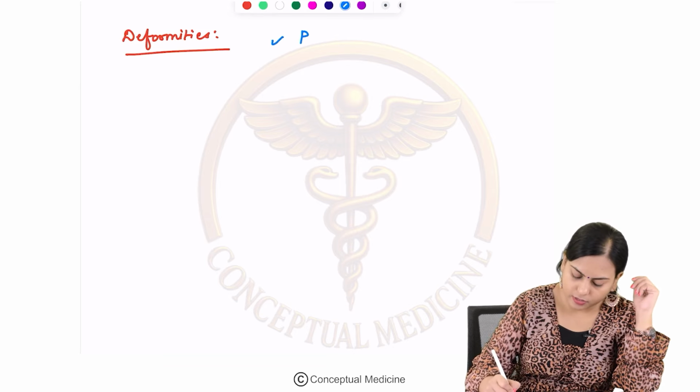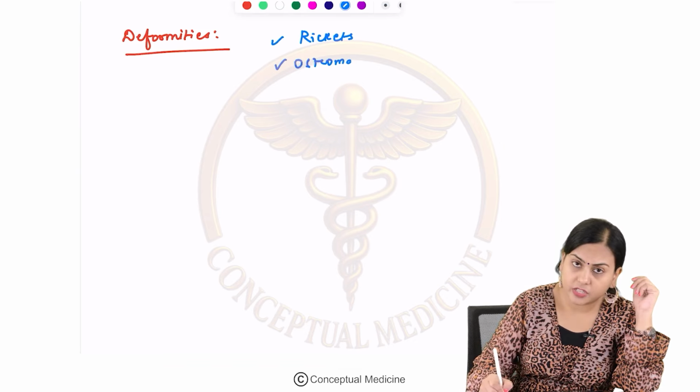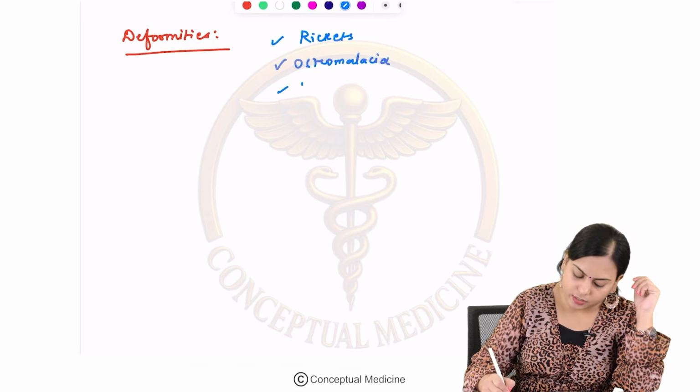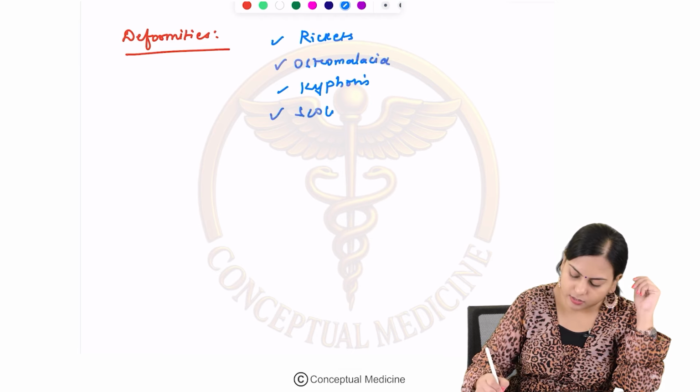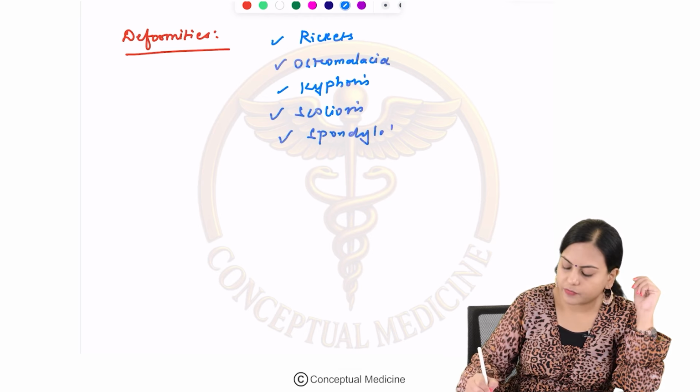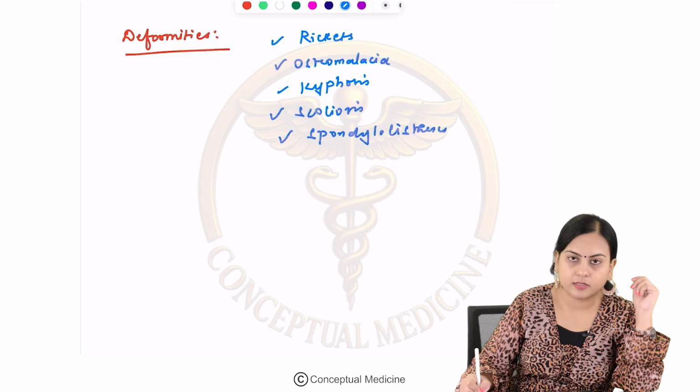These can include rickets, osteomalacia, kyphosis, scoliosis and spondylolisthesis. Clear?